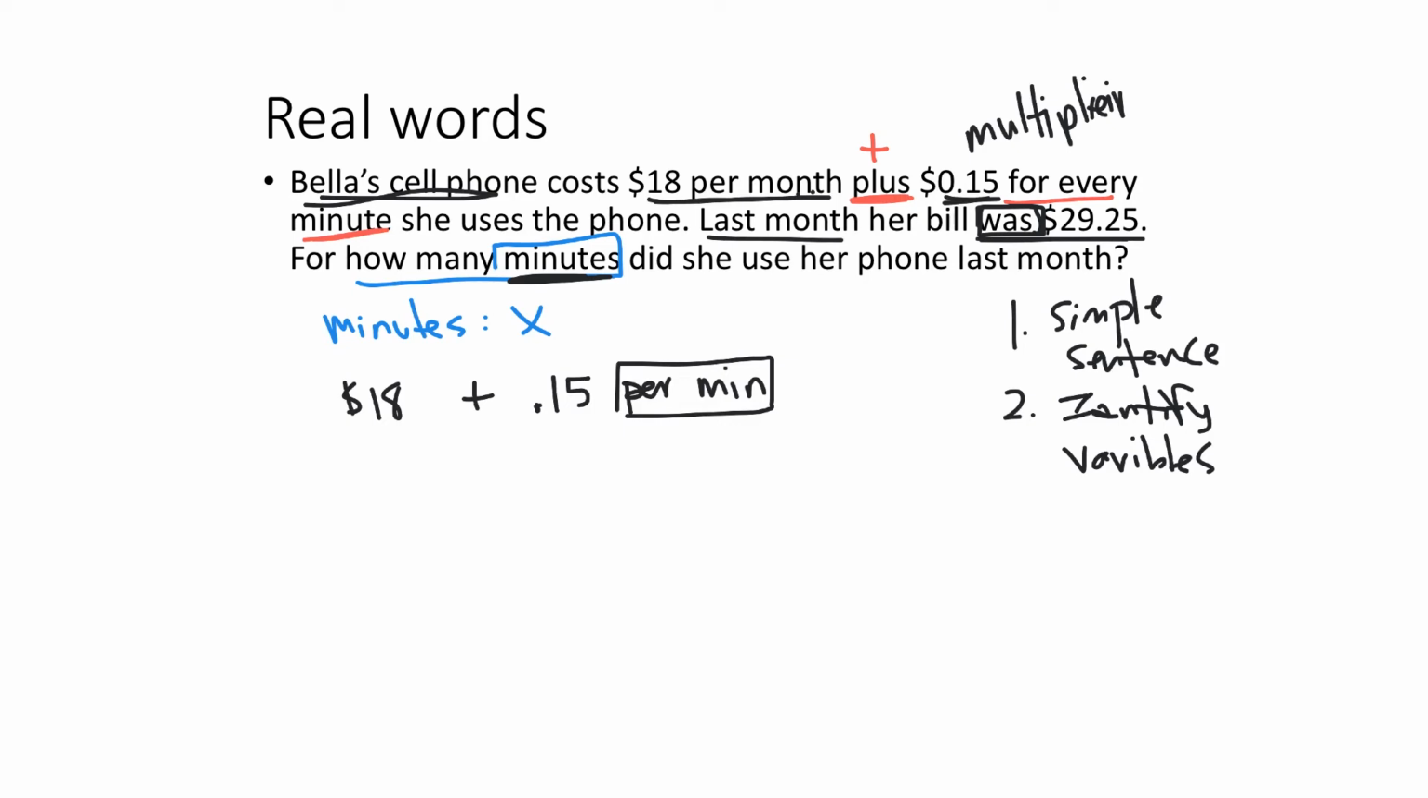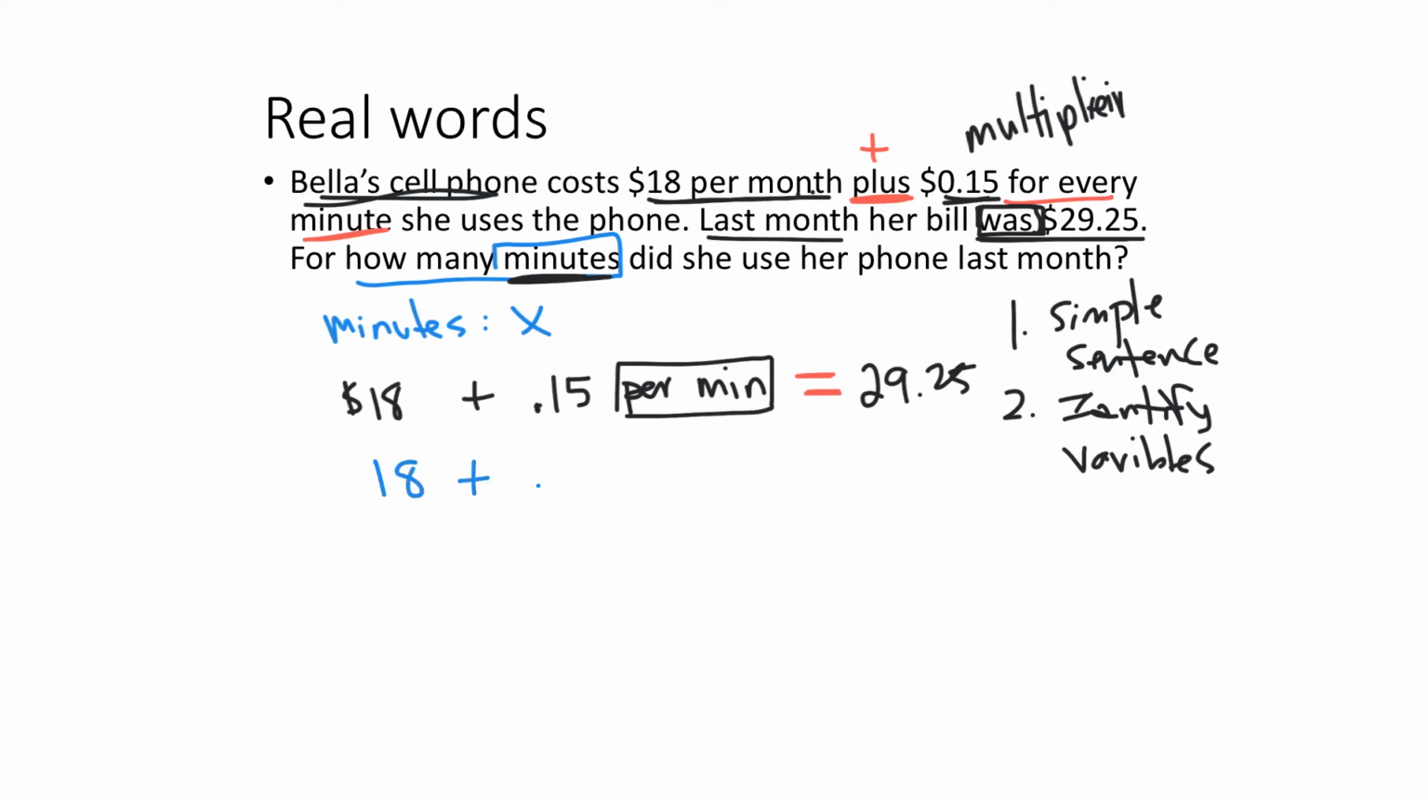So that means that we have an equal sign right there, and that's going to be equaling $29.25. If we read this again, it costs $18 per month plus 15 cents for every minute, and her bill is $29.25. If we look at what we have written here, $18 plus 15 cents for every minute is, so that's an equal sign, $29.25.